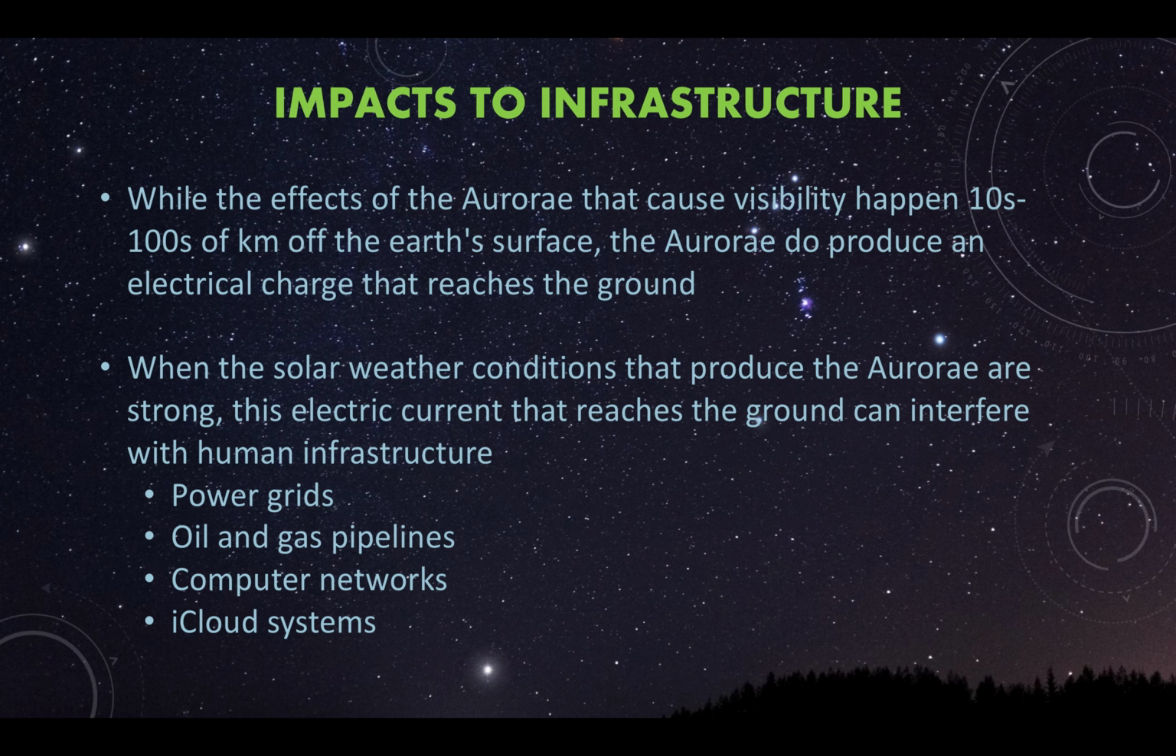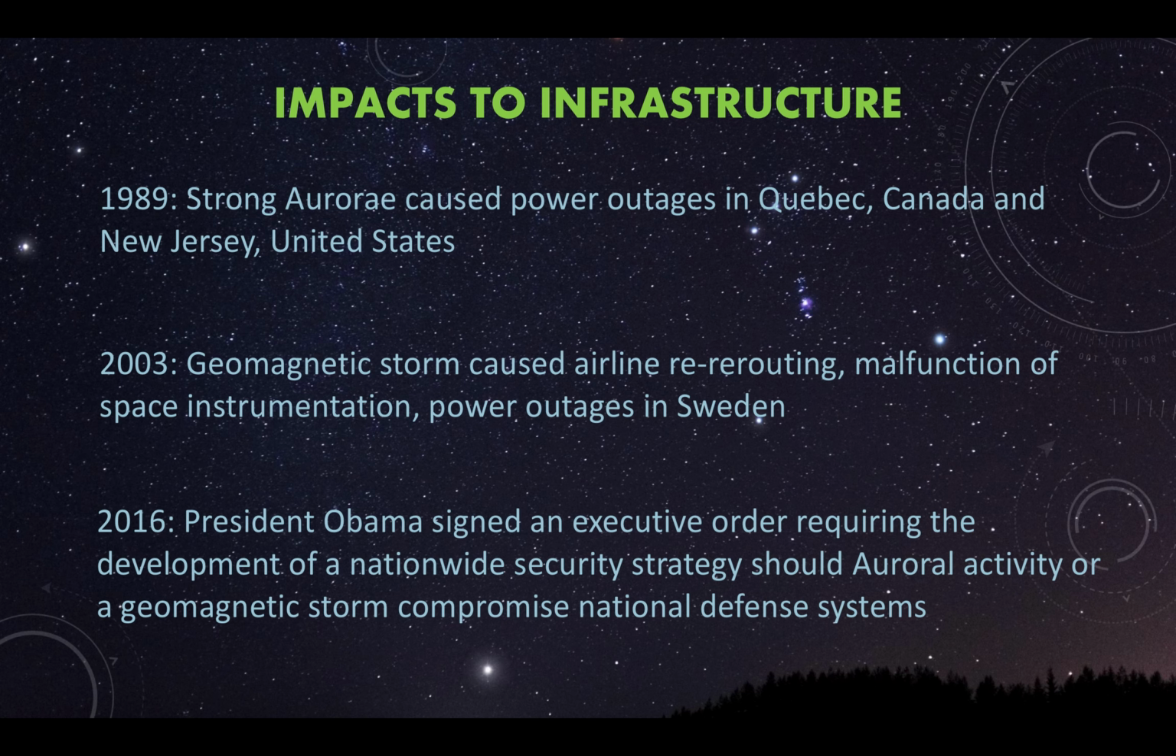There have been a few impacts where we've actually seen this happen, specifically in 1989 when it caused power outages in Quebec and the United States and New Jersey, in 2003 when it caused airline rerouting, space instruments to malfunction, and power outages in Sweden, and then in 2016 President Obama signed an executive order requiring a development program if we are affected by a geomagnetic storm.